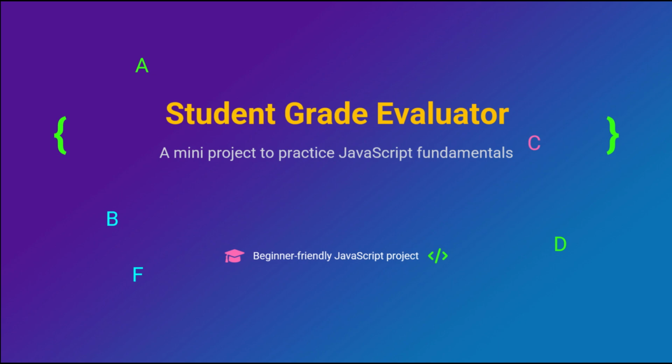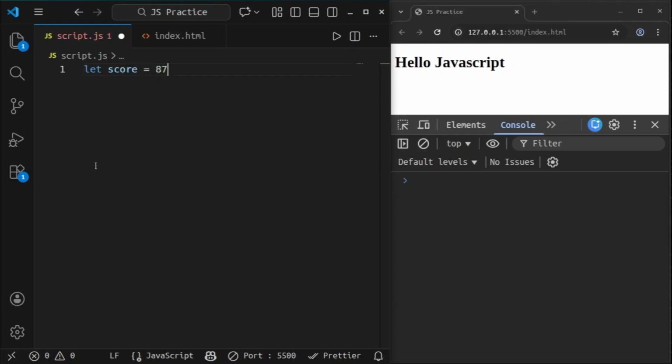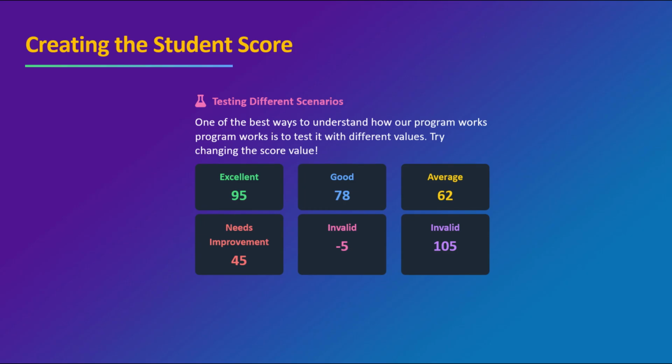Let's start simple. Let score equals 87. This is the student score. You can change it to test different results.